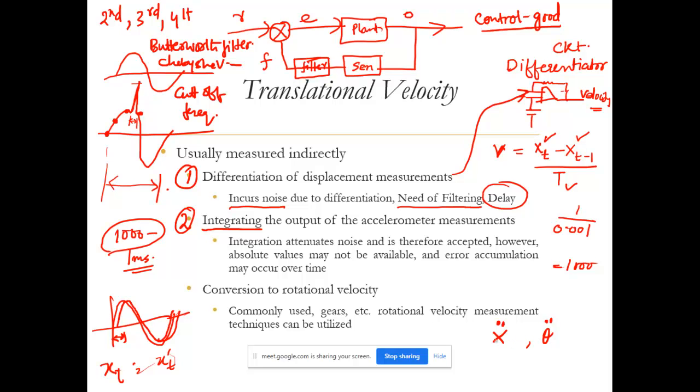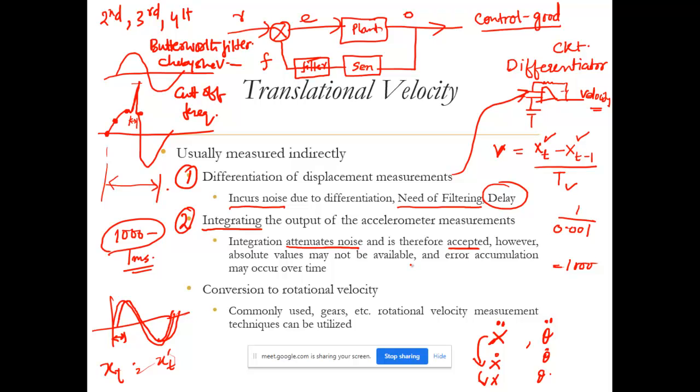So if we have x double dot directly with us, we can integrate this back to x dot, and it can be further integrated to x. Similarly, theta dot and theta. So this process is sometimes comfortable, so it attenuates even the noise and is therefore accepted. However, the absolute values are generally not available.